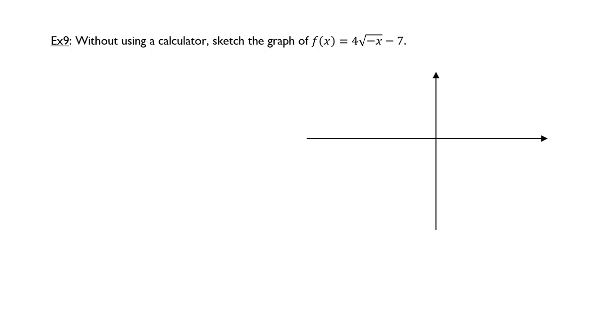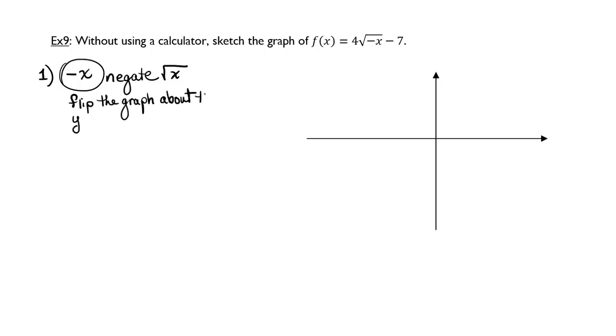There are 3 different transformations in example 9. We have to sketch the graph of f of x equals 4 square root of negative x minus 7 using 3 different specific transformations. So let's just list them off. The first one is negative x. So we are going to negate the square root of x. This is the same as flipping the graph about the y-axis.